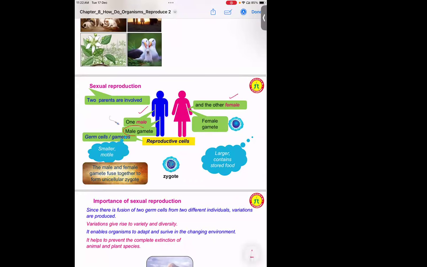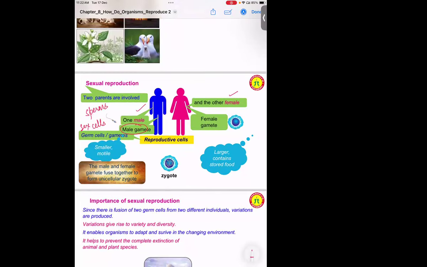The male gametes are the germ cells, also called sex cells, which are the sperms. These sperms are small and motile. Motile means they can move. Whereas in the female, the ova, or egg, is the part which stores the food.